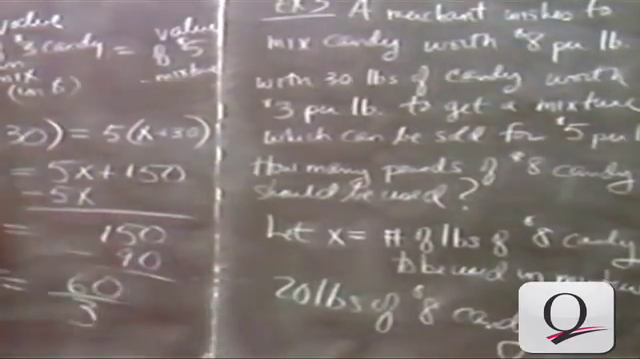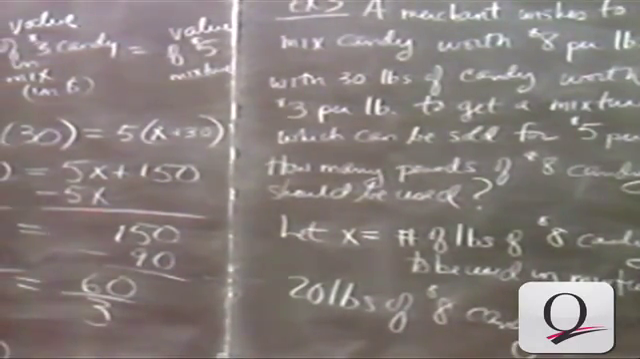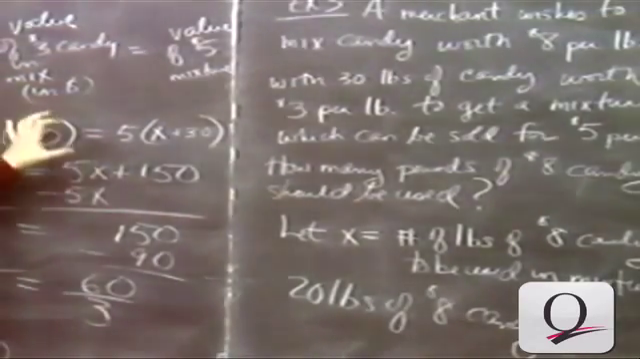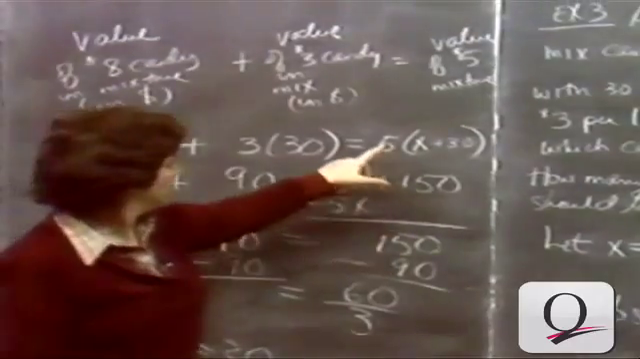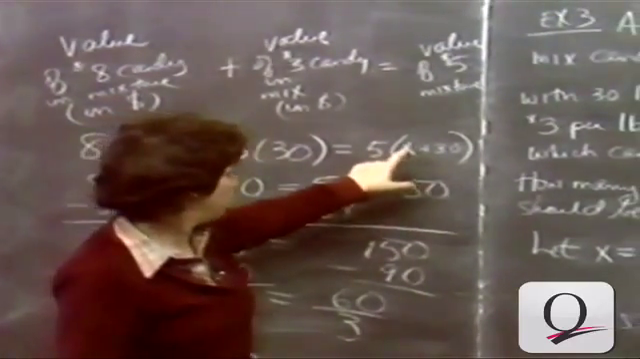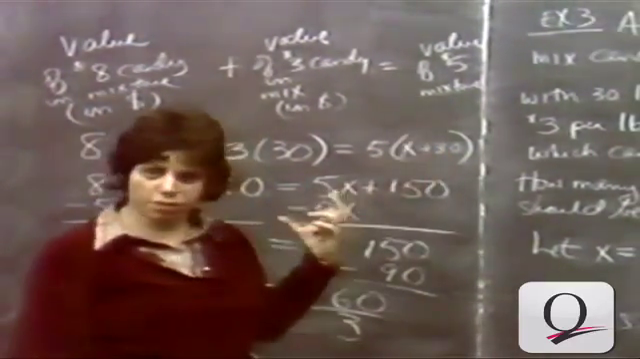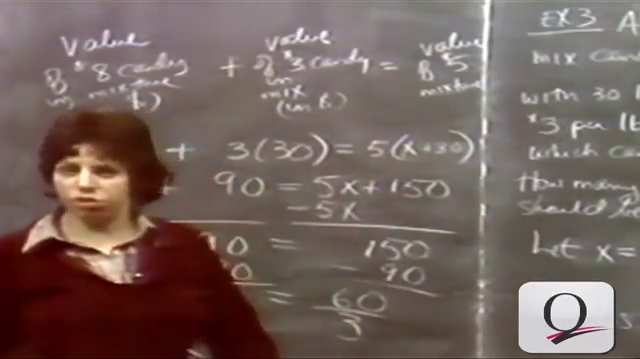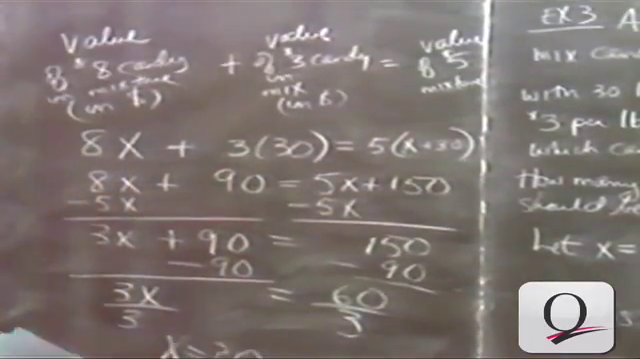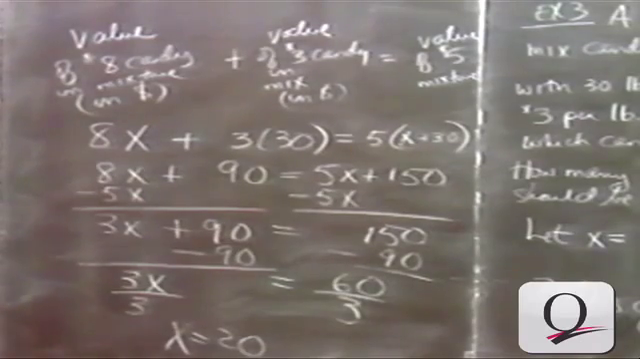Then the 20 pounds of the $8 candy times $8 a pound is $160 of value, and with the 90, that's $250. The mixture has 20 and 30, a total of 50 pounds at $5 a pound. That's the $250.